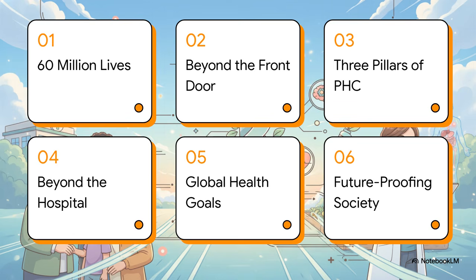Here's our roadmap for today. We'll start with the 60 million lives question, move beyond the front door of our healthcare systems, and then break down the three pillars of primary healthcare. From there, we'll explore health beyond the hospital, connect these principles to global health goals, and wrap up with how this framework future-proofs our society. Let's get right into it.